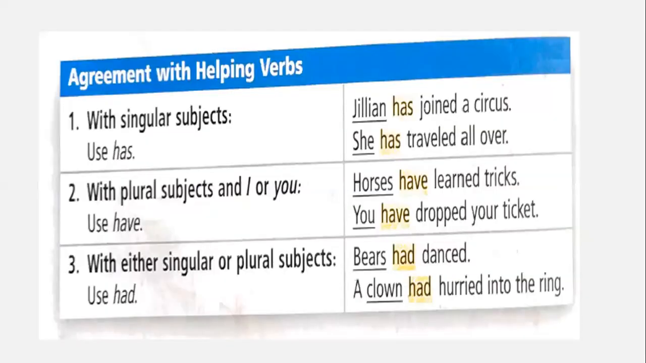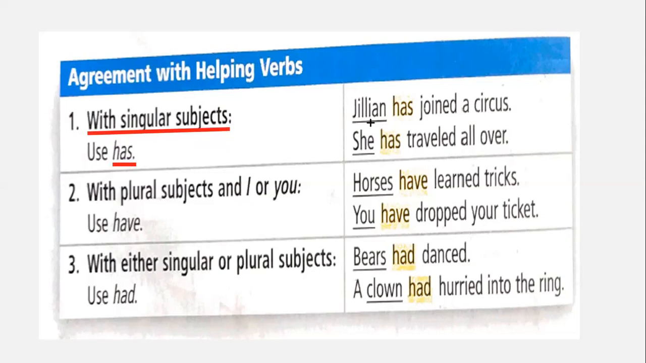So we go back to learning some rules when we are working with this. And not really rules, but things that you have to remember in order for this to work. And notice that right now we are focused on the helping verb, okay? So it says agreement with helping verb, and we are going to work with have, has, had. So when you have a singular subject, you use has.